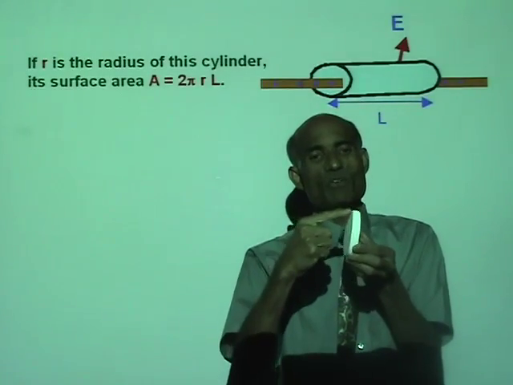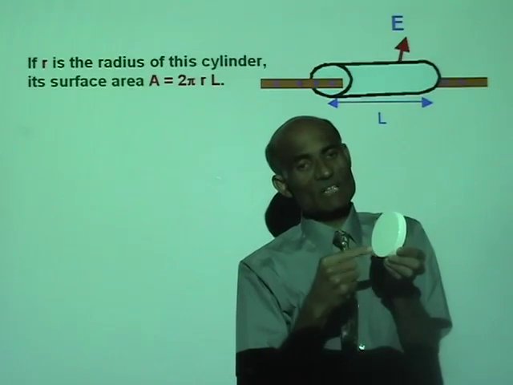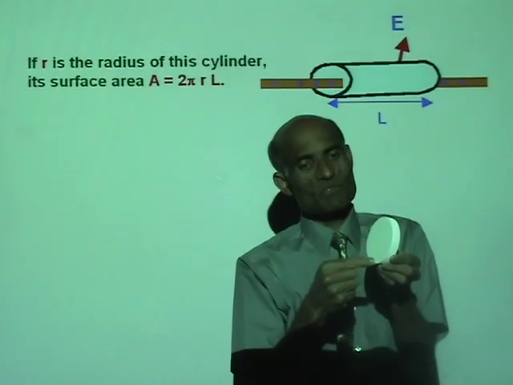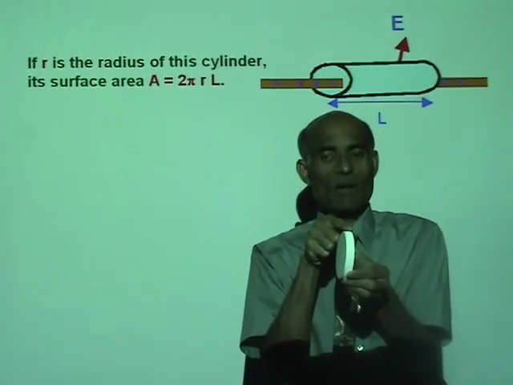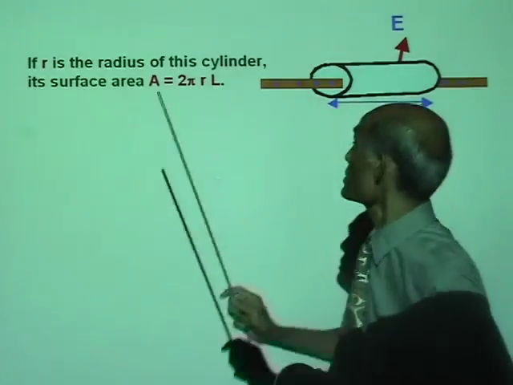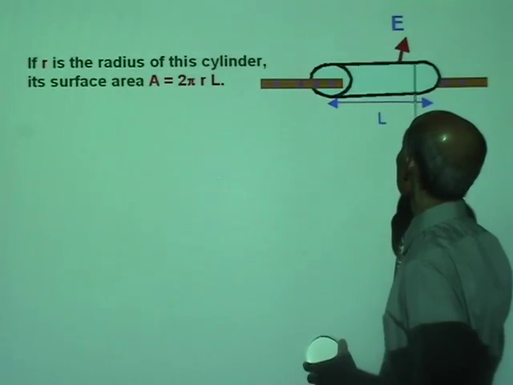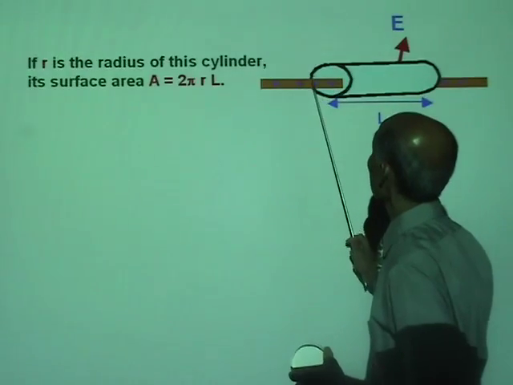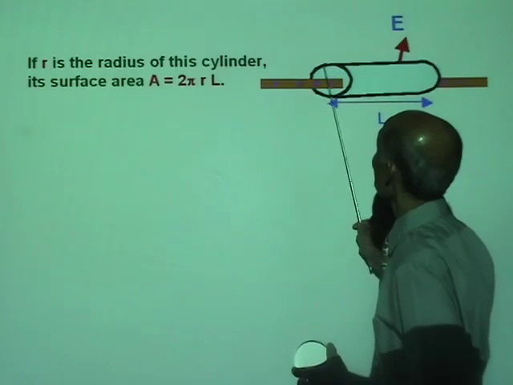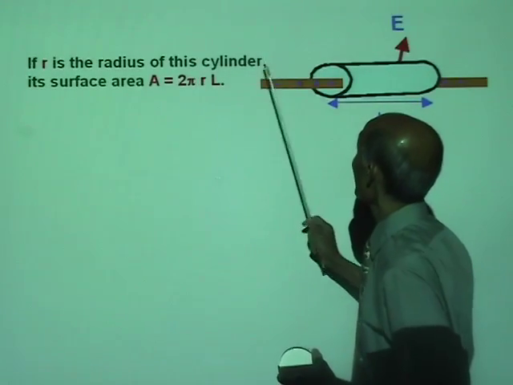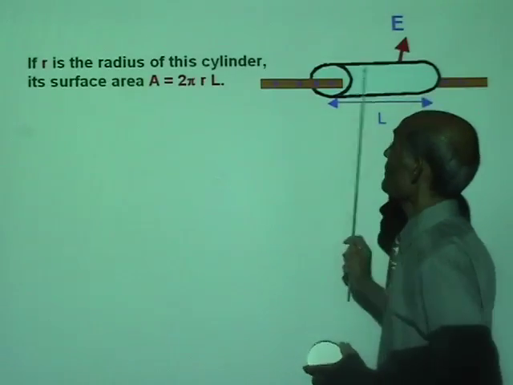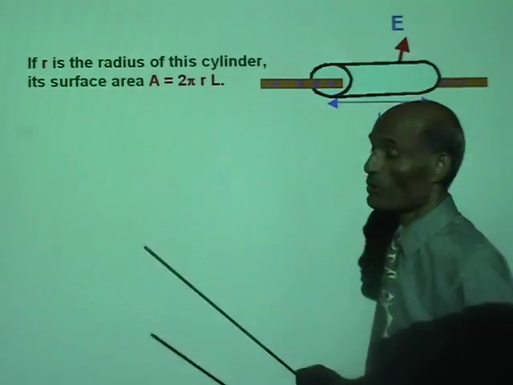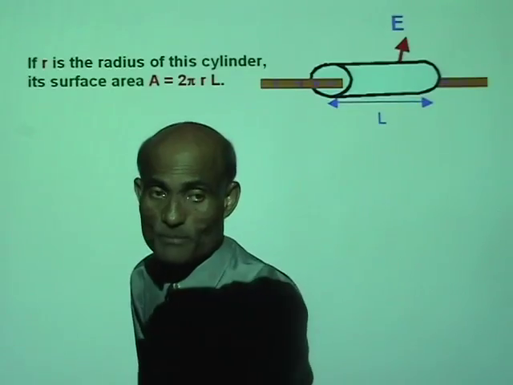The surface area will be this length, which is the circumference of the circle, 2 pi r, multiplied by the length L. In the same way, the surface area of this cylinder will be this length, that is the circumference of the cylinder of radius r, that will be 2 pi r multiplied by the length L, and that is the area of that cylinder.